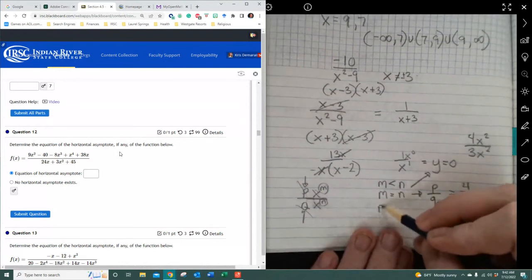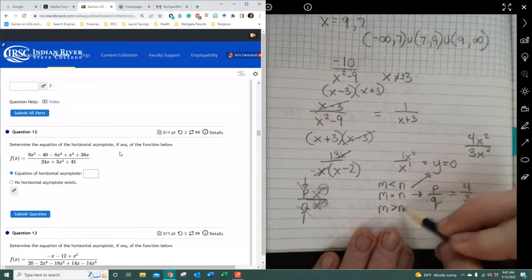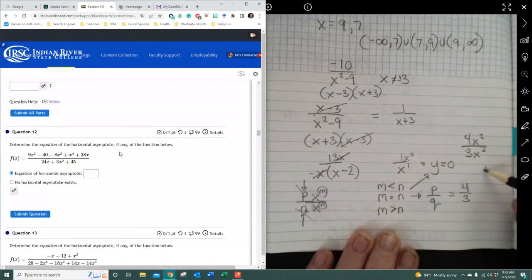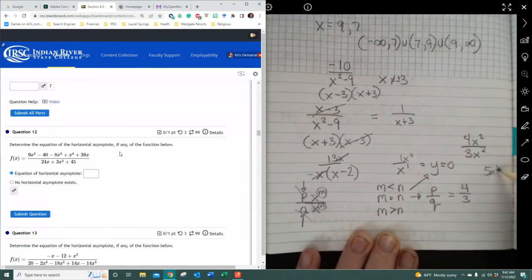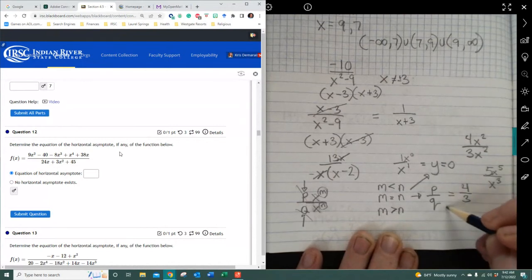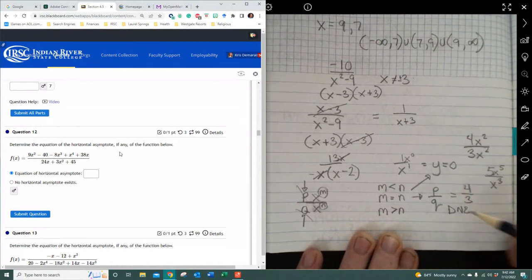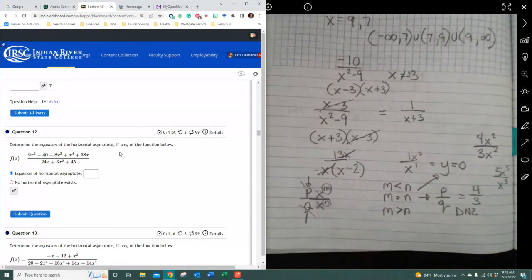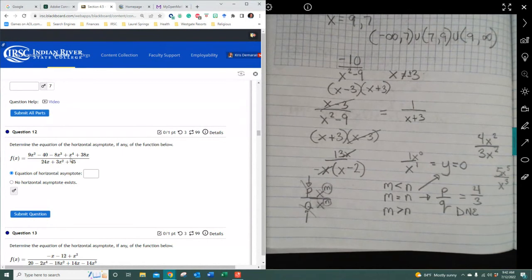Now, when m is greater than n, so in other words, we have 5x to the 5th, and then we have x to the 3rd. When this is greater than this, there is no horizontal asymptote. DNE, does not exist. All right. So now when we look at this one right here, we have x to the 4th, and then we have x to the 2nd. This is higher than this, so therefore there's no horizontal asymptote.